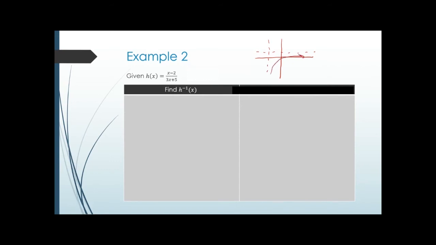So I believe it's going to look something like this. It does pass the vertical line test and the horizontal line test, so that is one-to-one, and so we can find the inverse. We start with h of x equals (x minus 2) over (3x plus 5).